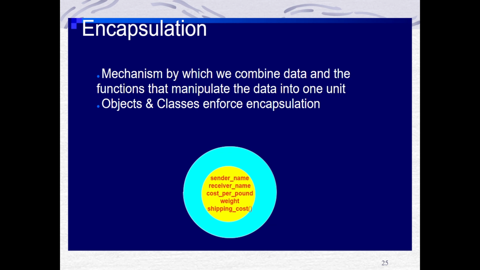Encapsulation is a mechanism by which we combine data and the functions that manipulate the data into one unit, that is objects and classes. So here the sender name, receiver name, cost per pound, weight and shipping cost, everything is combined into a single unit, that is the shipping box. So this concept is known as encapsulation.